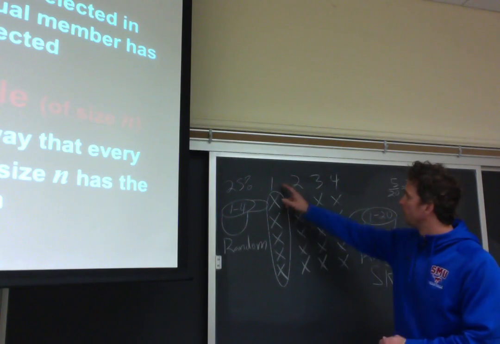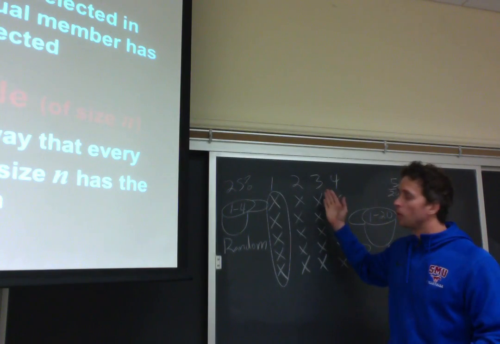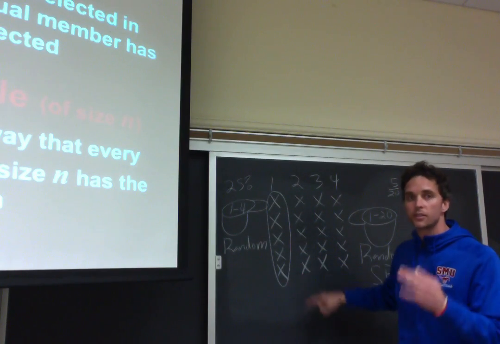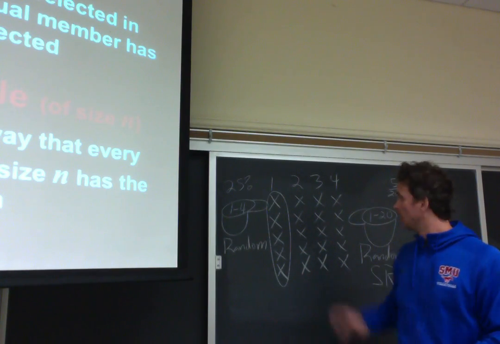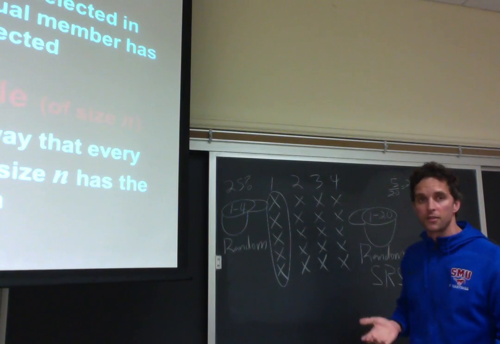Well, let's see. There's 4 rows. One of the rows is going to win, so 1 out of 4 is 25%. This group of 5 has a 25% chance of winning. And this group of 5 also has, and that group of 5. They all have the same chance of winning.